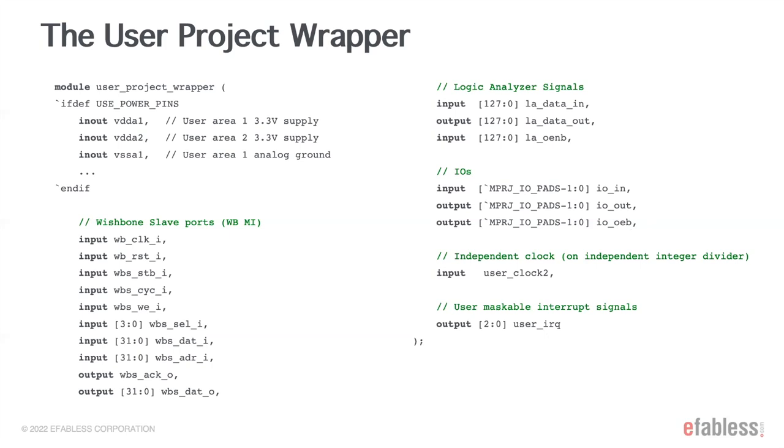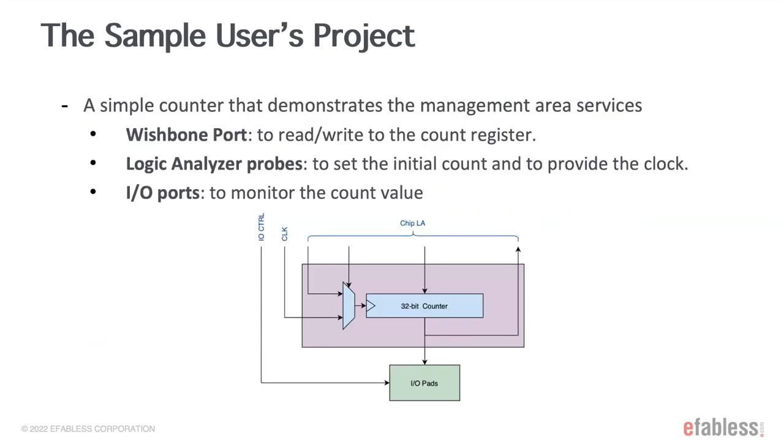We have also three user IRQ lines, so that you can use them to send IRQ signals to interrupt the management SoC. If you want to do that, maybe because you have implemented three wishbone slaves, each one of them can be tied to one of these IRQ lines so that you can interrupt the management SoC. Or you can use them for something else. It depends on what you want to do.